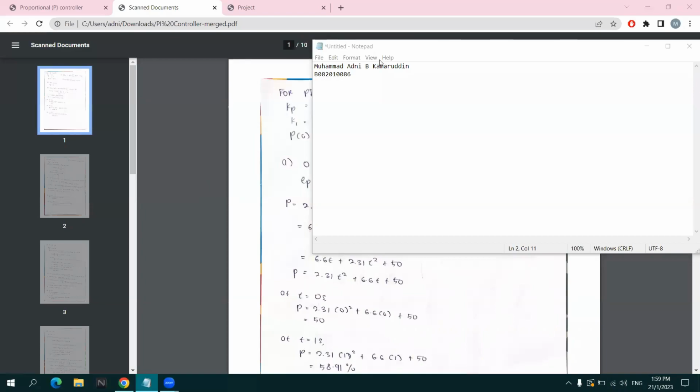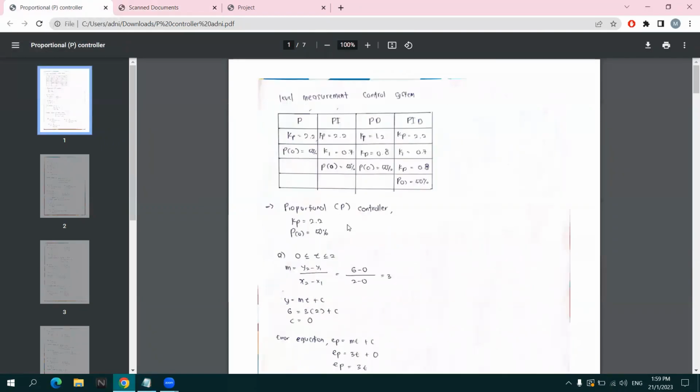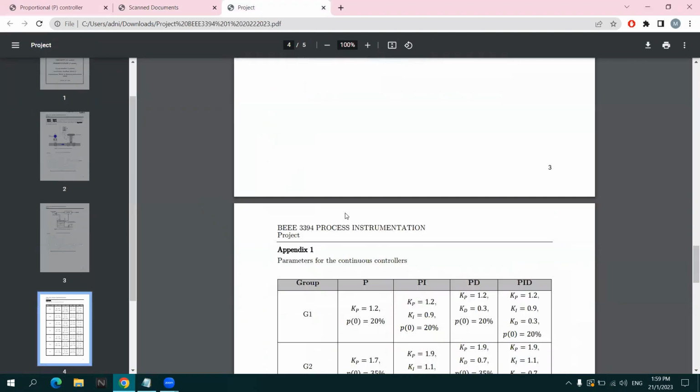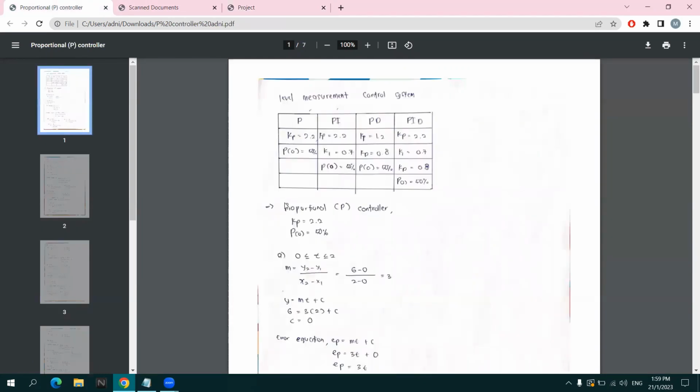Assalamualaikum. My name is Muhammad Adini Megawanuddin. My matrix number is B0820-186. So today I'm going to explain about our project calculation, which is the proportional P controller. So the requirement has been given in the question, and our group is G3. Here is our requirement that has been given. And then right now I'm going to proceed with my explanation.